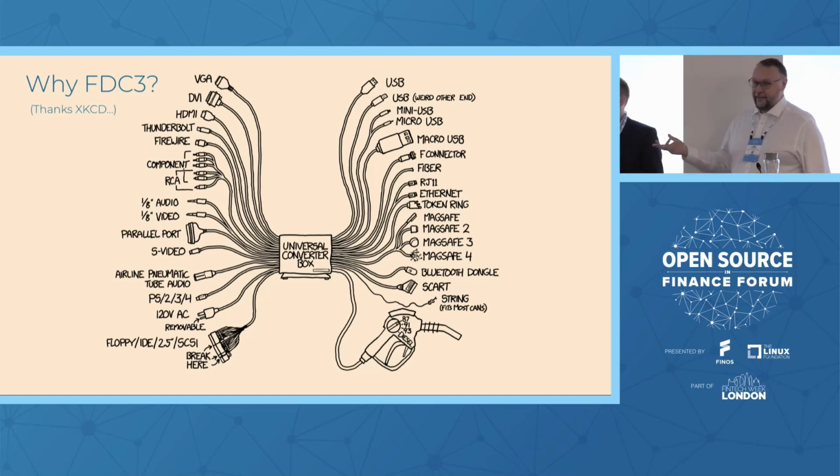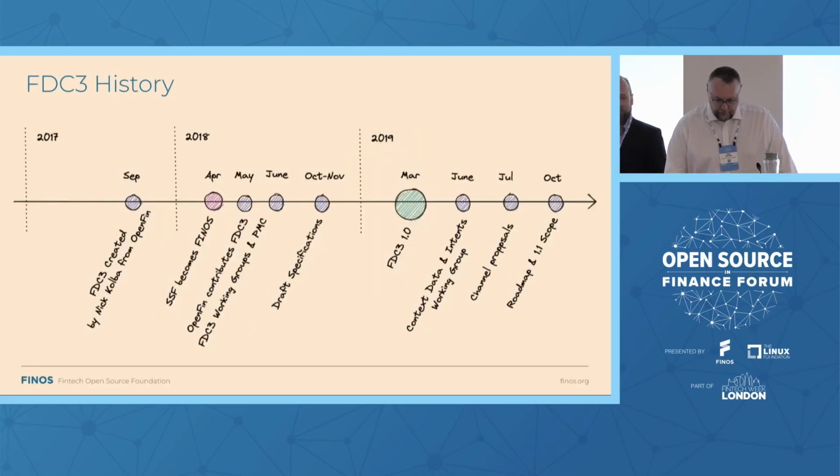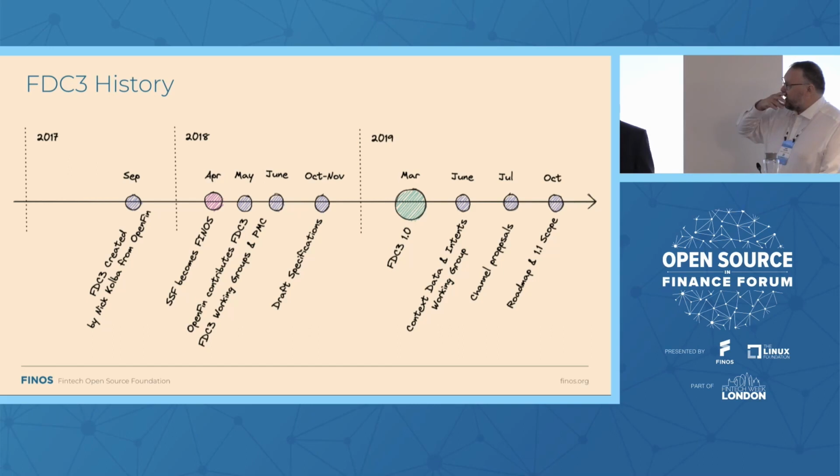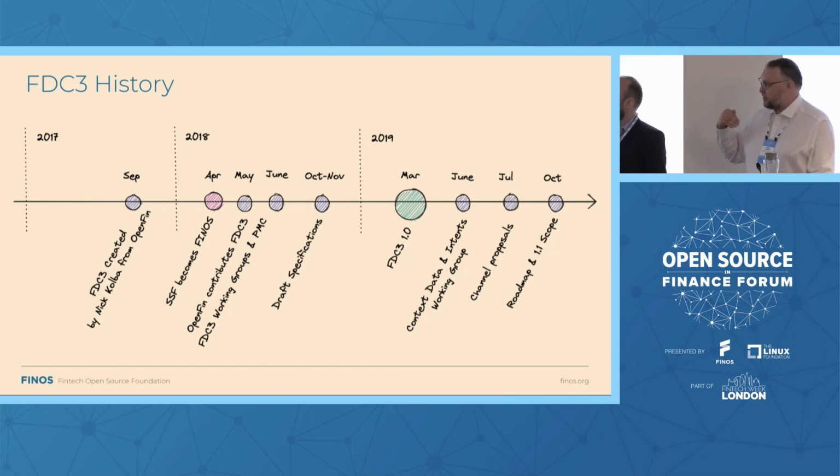And that is what FDC3 is trying to do. So for the universal converter box, see FDC3 desktop agent, right? Because that's it, okay? So looking a bit at the history, in 2017, Nick Kolber from OpenFin created and had the vision to start FDC3 as an open way for this type of collaboration to happen.